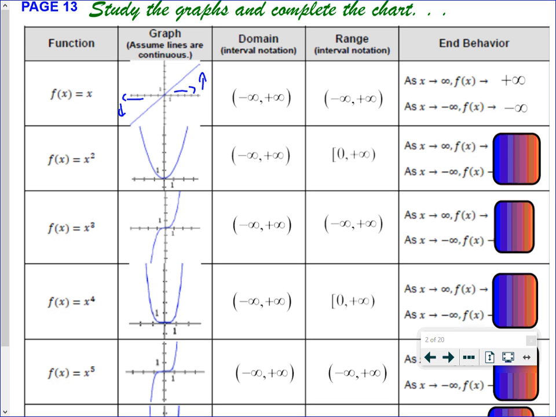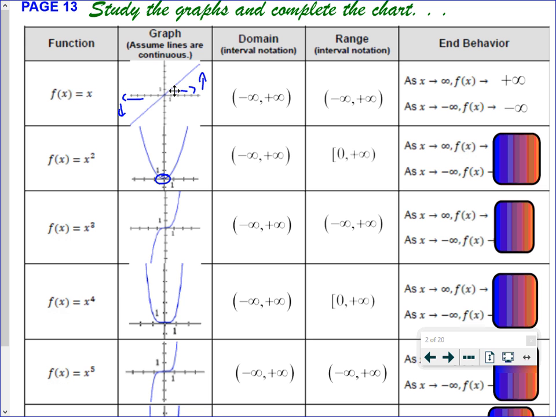For f of x equals x squared, the domain you can see is negative infinity to positive infinity. We hit every single possible x value. The range, we see this point right here at the bottom. That's our minimum. So we hit every single point from that 0 up to infinity. That's why we have a hard bracket at 0, because 0 is part of the function. So the range will be from 0 all the way to positive infinity.